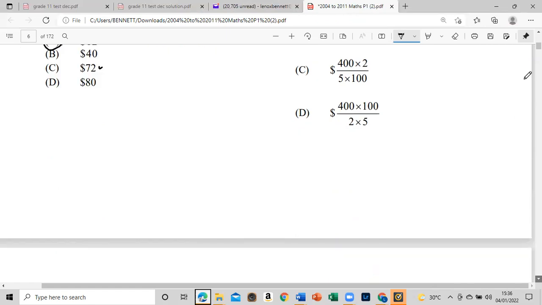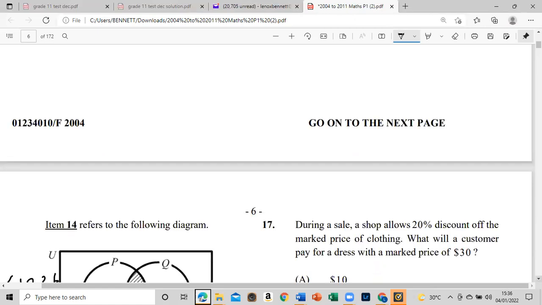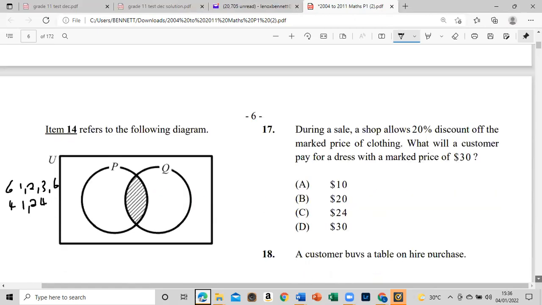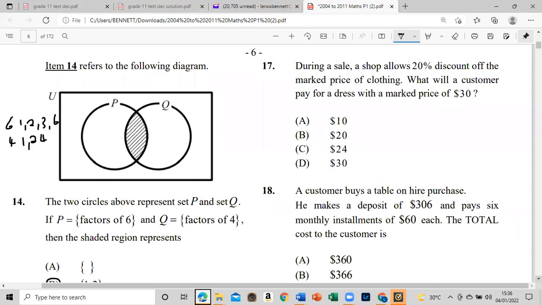Let's move on to 17. As you can see, it's a 2004 paper. Here it doesn't matter, read the questions again, all right? 17, during a sale, a shop allowed 20% discount off the mark price of clothing. What will the customer pay for a dress which has a mark price of $30?